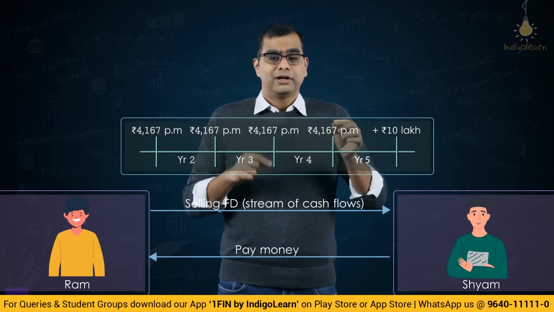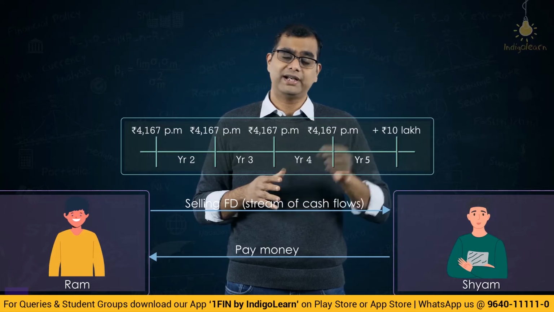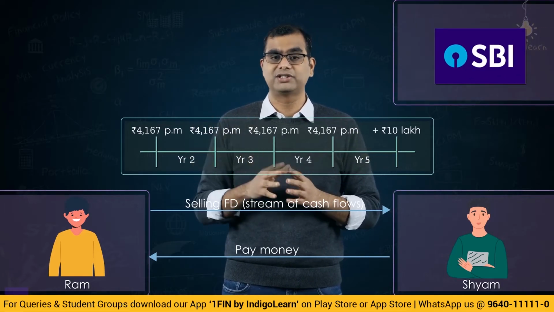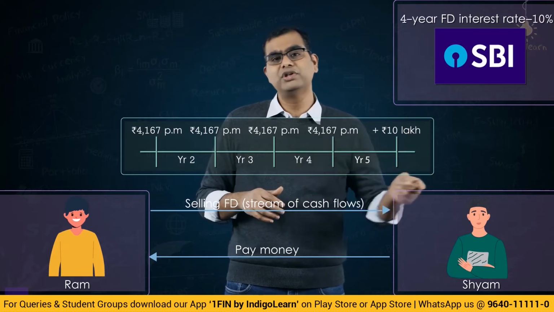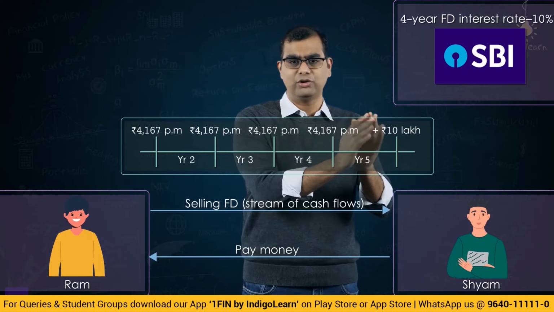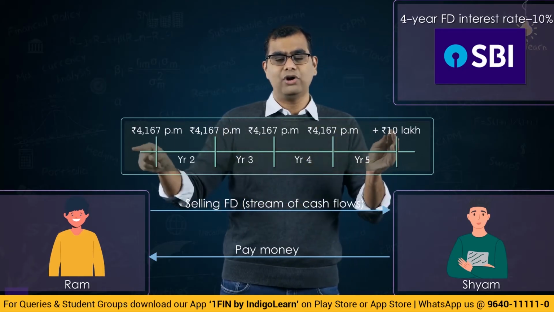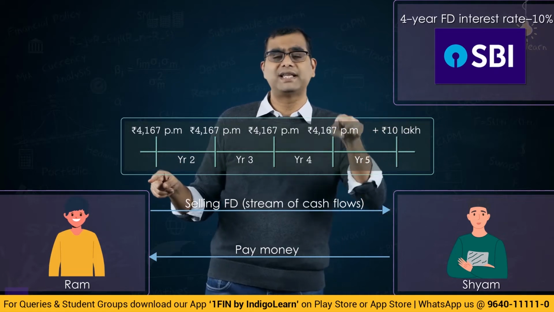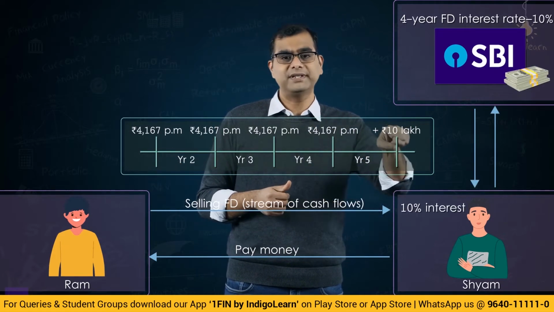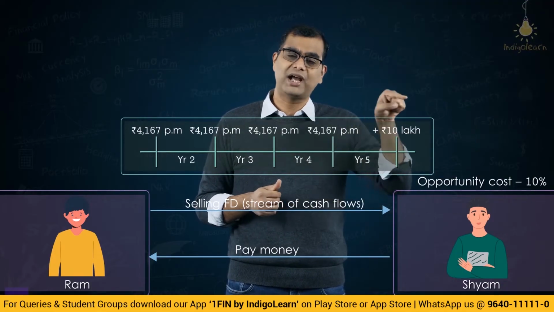Now, today the 4-year interest rate that SBI is willing to offer, if you put a fixed deposit, remember we discussed, 4-year interest rate is 10%. So Shyam, who is lending you the money, is giving you X amount. I don't know what that X amount is. Alternatively, he can deposit the same money with SBI and earn 10%. Correct? So 10% at minimum is his opportunity cost. 10% is Shyam's opportunity cost.